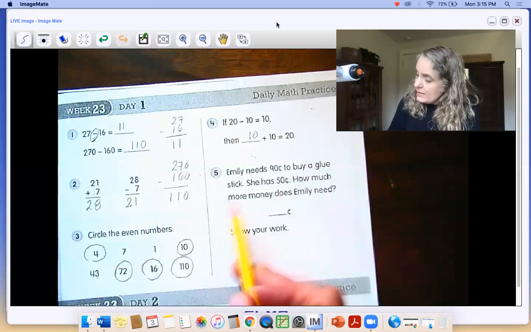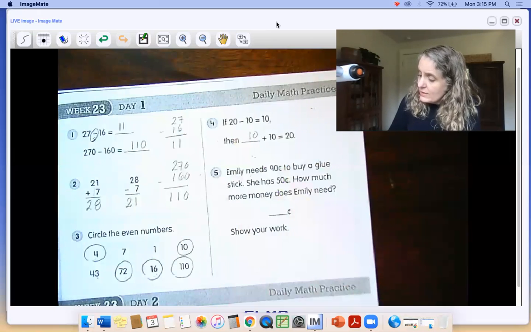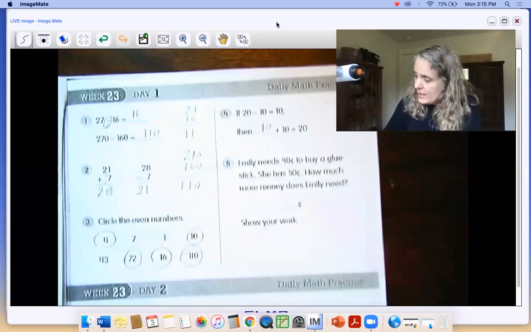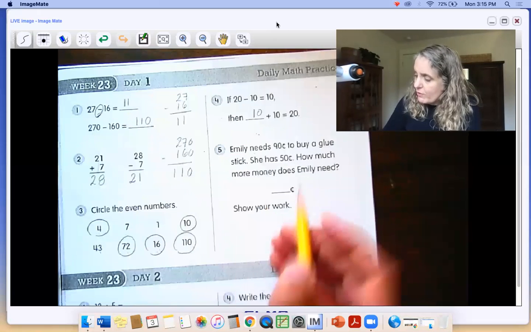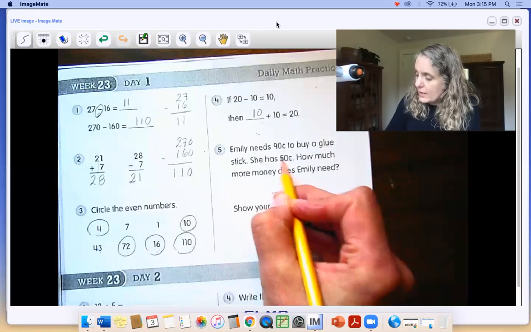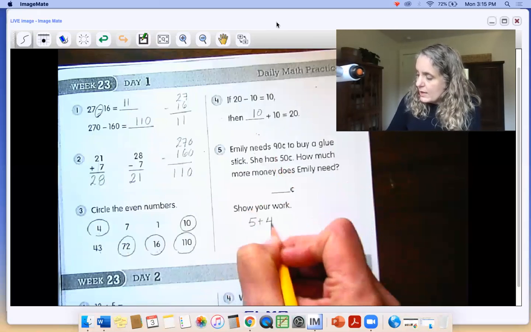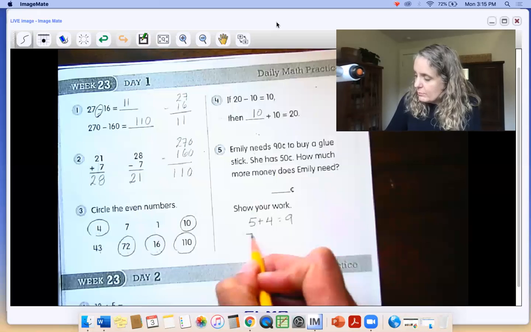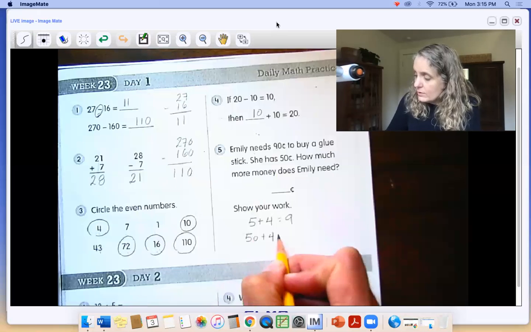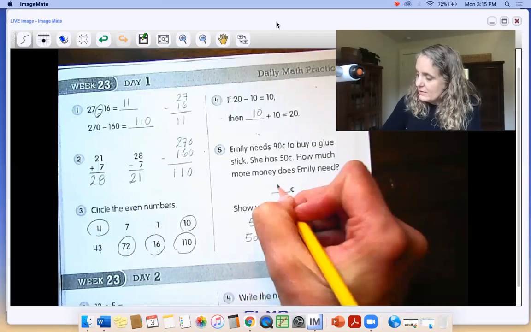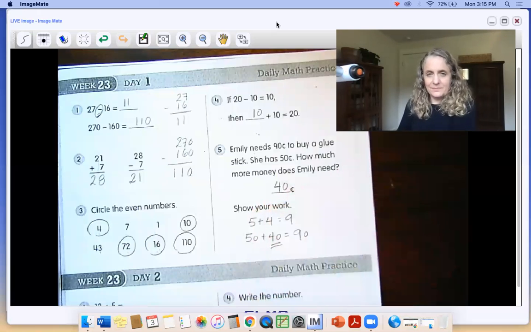Emily needs 90 cents to buy a glue stick. She has 50 cents. How much more money does Emily need? So I was doing this with someone and they said that they knew that 5 plus 4 equaled 9. So then they knew that 50 plus 40 equaled 90. So if she has 50, she needs 40 cents.